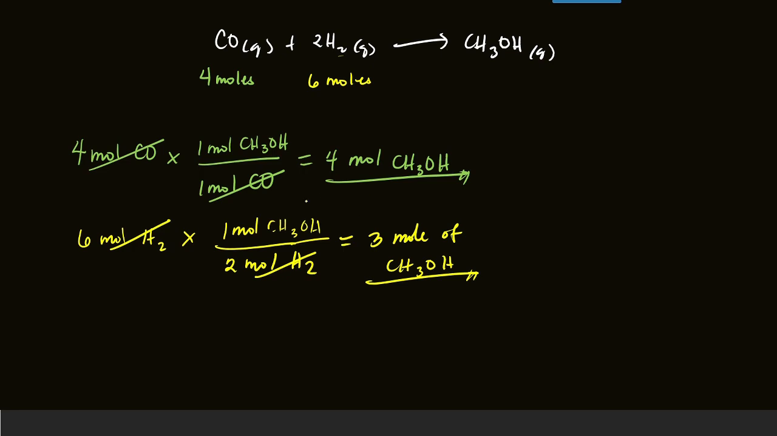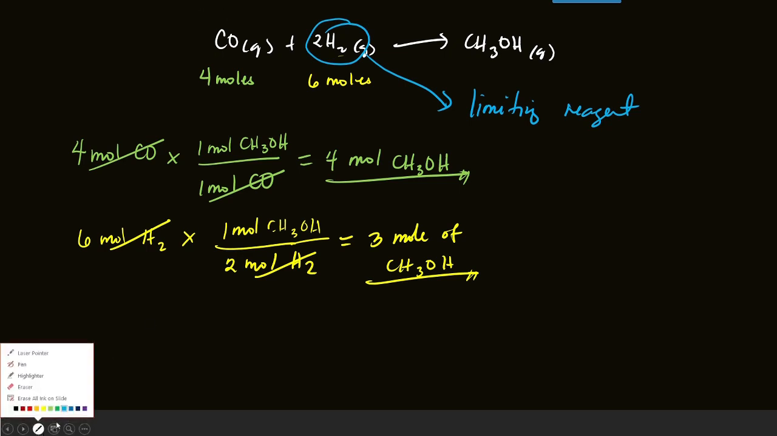If we analyze this, we can see that H2 results in a smaller amount of methanol. Therefore, H2 is the limiting reagent. And what is CO? Okay, very good, that is your excess reagent.